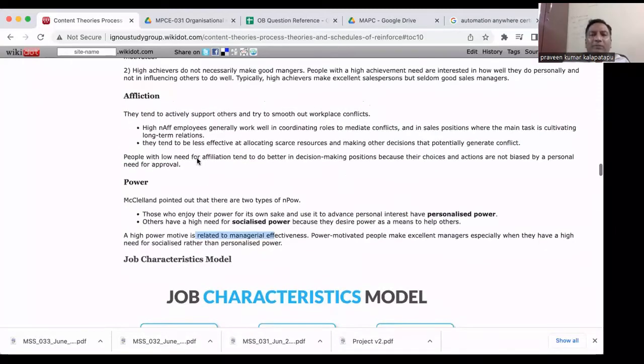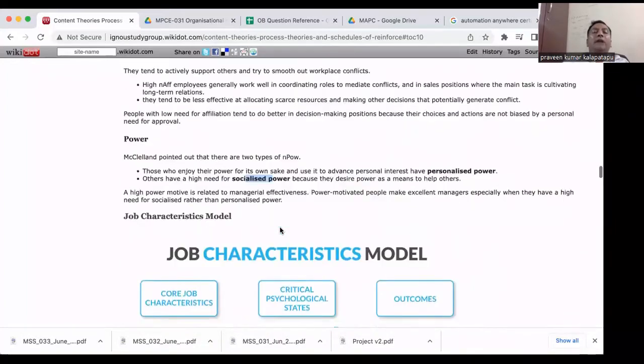When it comes to power, there are two types of people within the power as well. One, people who like personal power. So I am empowered, so I like it. I am being superior. Some people might like the power of helping others. Basically, you are in a position where you could actually help others. That is socialized power. So you have personalized power, you have socialized power.